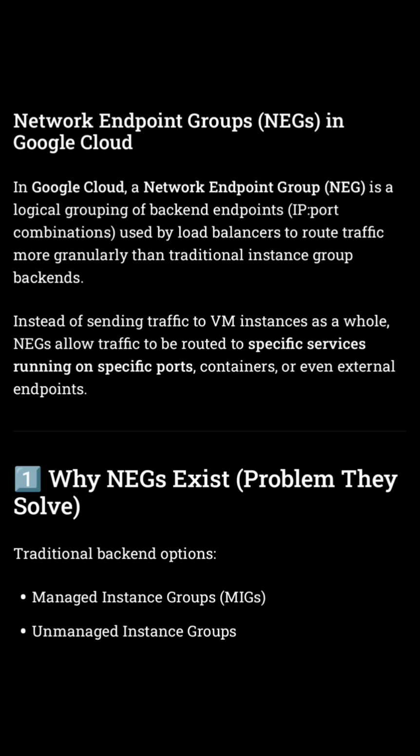Network endpoint group in Google Cloud. In Google Cloud, a network endpoint group is a logical grouping of endpoints in the form of IP and port combinations used by load balancers to route traffic more easily than traditional instance group backends.